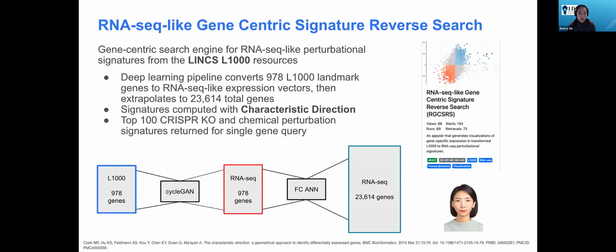A CycleGAN model was first used to transform the 978 landmark L1000 genes to RNA-seq-like expression vectors. Then a fully connected artificial neural network is used to extrapolate the expression of 20,000 total genes. Just for efficiency's sake, because there are 1 million total signatures in the L1000 dataset, only the top 100 CRISPR knockout and chemical perturbation signatures for each single gene are actually returned in the Appyter. And signatures were computed with the characteristic direction instead of limma in this case.